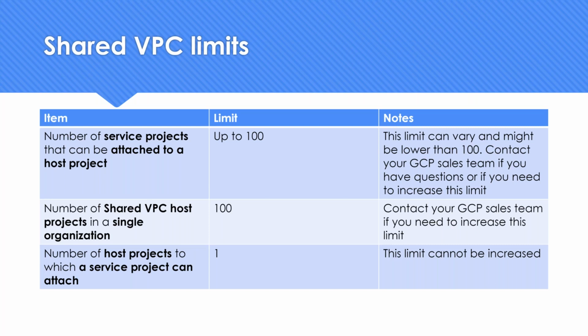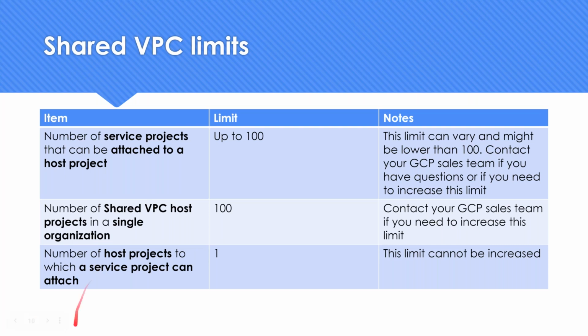Is this limitations clear, folks? May not be asked in the exam, but when you're doing a real implementation, this is going to be helpful. This is what Vivek was asking. It's 100 actually. So 100 service projects you can have, 100 host projects you can have totally. The number of host projects to which a service project can be attached is only one. Is this part clear, folks?